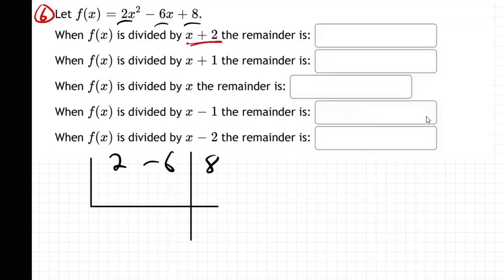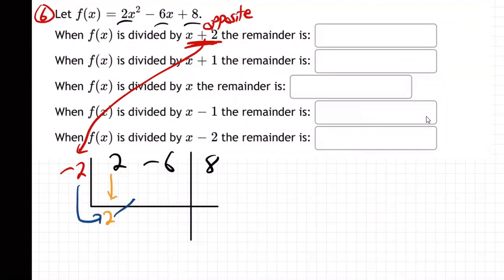And x plus 2. Now careful, remember when it's next to x, it's the opposite. It's the opposite of whatever the value is next to x. So the opposite of plus 2 is minus 2. Okay, bring down the 2, and then swing it around, and put it right there.